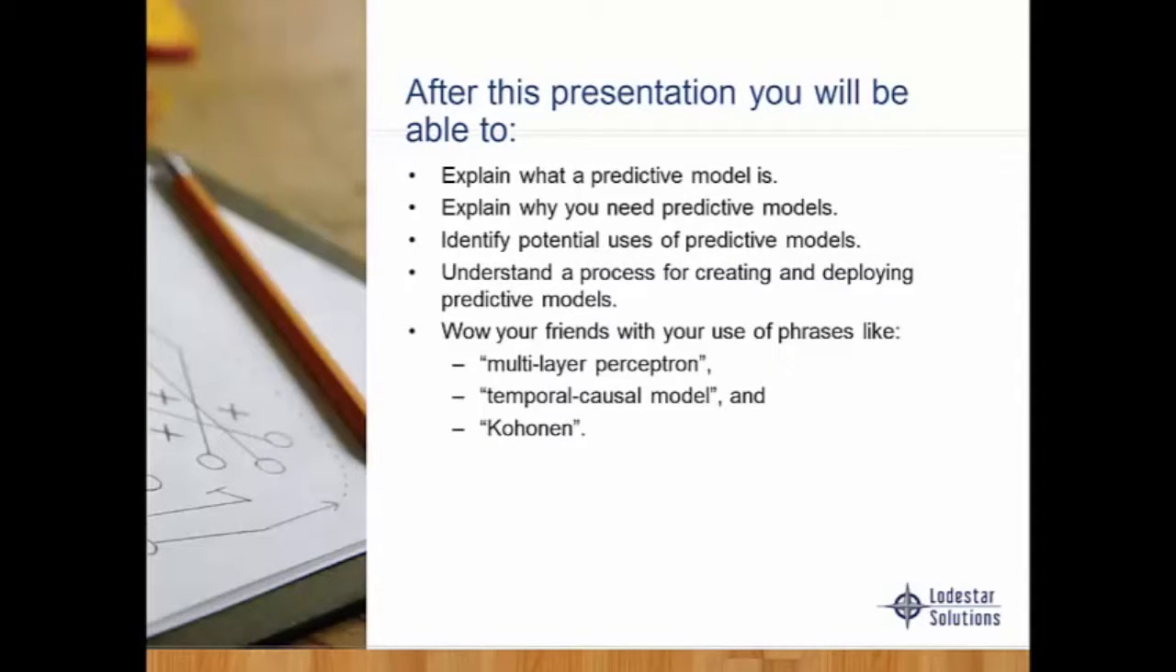When we're done, in 30 minutes, you're going to be able to explain what a predictive model really is. You'll be able to explain why you need predictive models, and what the advantage is of using predictive models over business as usual. We'll look for some potential uses of predictive models, because these are all around us, and the more you use models, the more uses you'll find for them. I'll describe a process for creating and deploying predictive models that will help you remain organized and provide some governance around their use. And you'll learn a few new phrases like multilayer perceptron and temporal causal model and cajon, things that will just make you seem so much smarter to your friends.